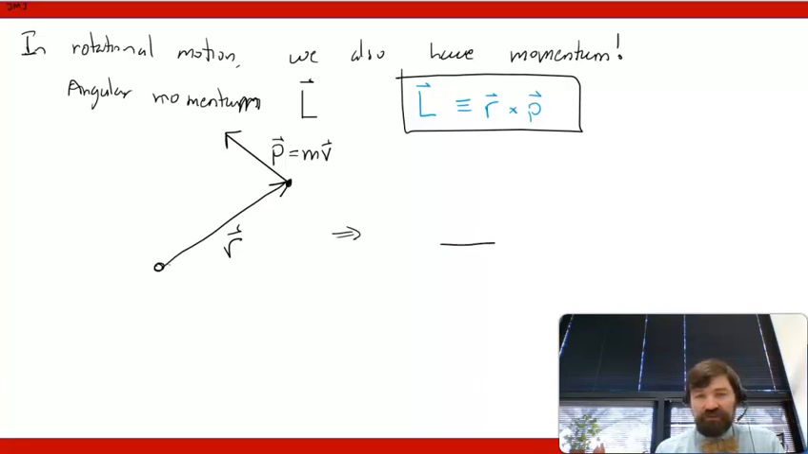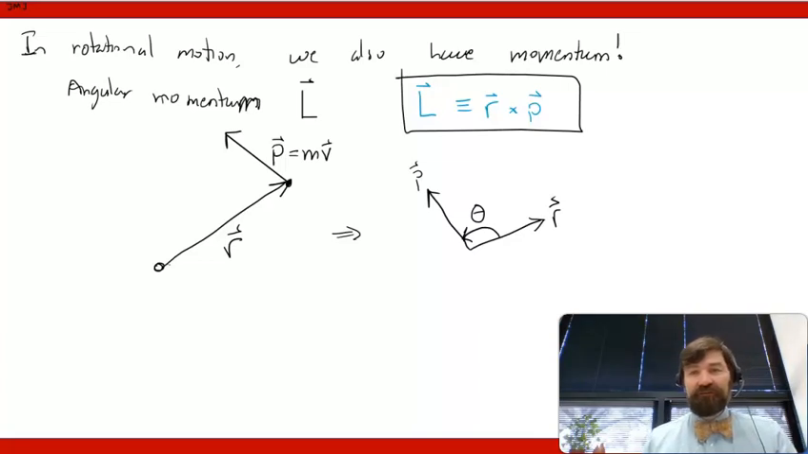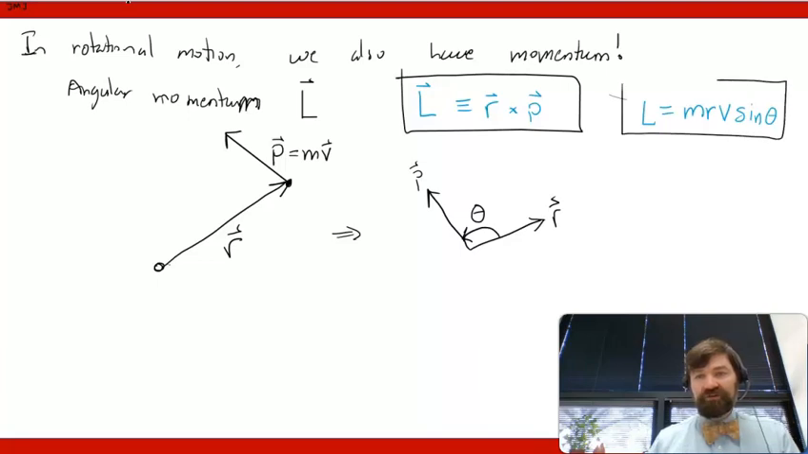Remember that we can use the right-handed rule. Go ahead now and move the p vector down here somewhere. So if this is r and this is p, then angle theta would be this angle right here, counterclockwise from r to p, and L would be mv times r, times the sine of this angle theta. So that gets you your angular momentum magnitude.